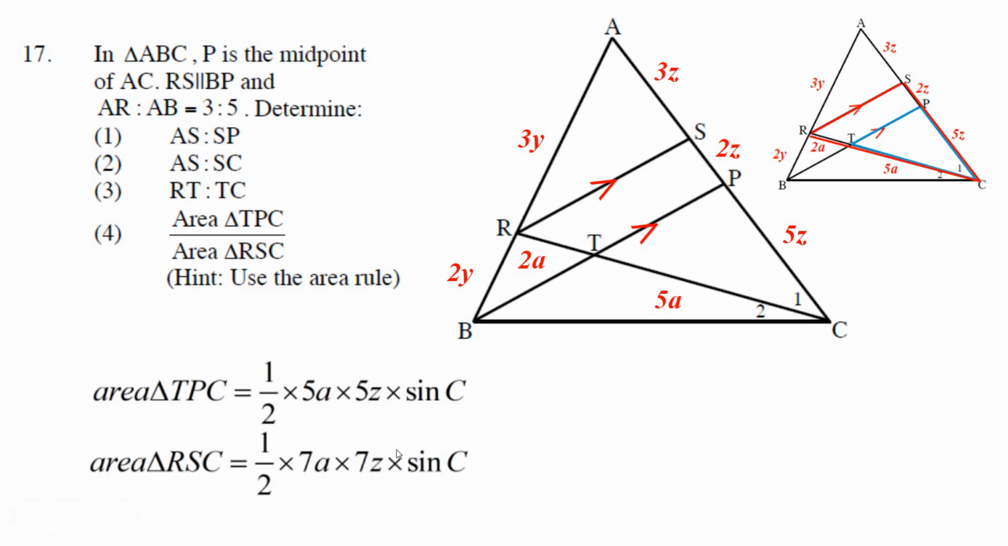Now, if we made a fraction and looked at the ratio of this to this, a whole lot of things would cancel. The half divided by a half would cancel, the sine of C divided by the sine of C would cancel, the a's would cancel, the z's would cancel. And all you'd be left with is 5 times 5 over 7 times 7. And that's your answer, the ratio of the area of triangle TPC to the area of triangle RSC. So it's really not too hard, especially if you have all these letters done in here nicely.